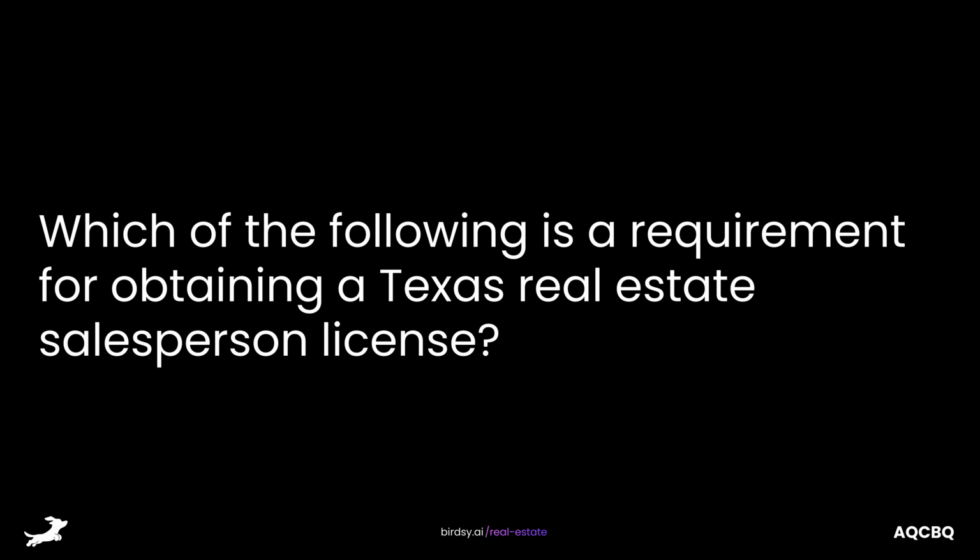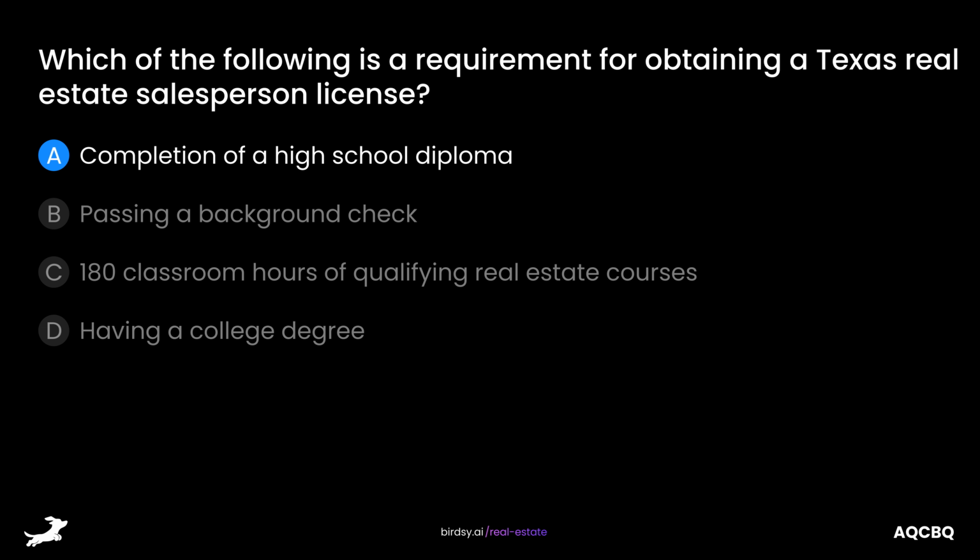Which of the following is a requirement for obtaining a Texas real estate salesperson license? Is it A, completion of a high school diploma, B, passing a background check, C, 180 classroom hours of qualifying real estate courses, or D, having a college degree?